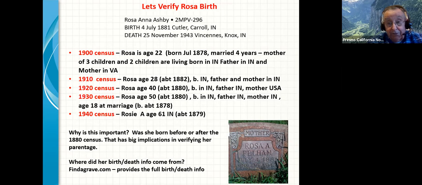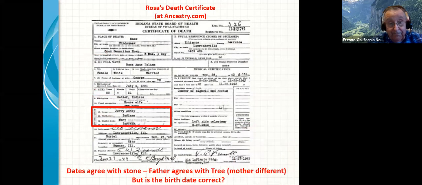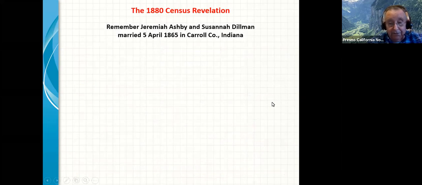But now let's see if we can do anything to resolve this. Her death certificate's at Ancestry. It says Jerry Ashby's her father and her mother's Mary. Well, it's supposed to be Susan or Susanna. So that's a little bit off. That's an interesting thing to find. Now, the dates agree on this with that tombstone. So we knew that we got the tombstone information probably from this source. So let's see what we can do.